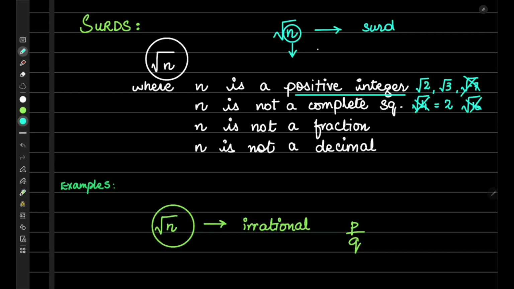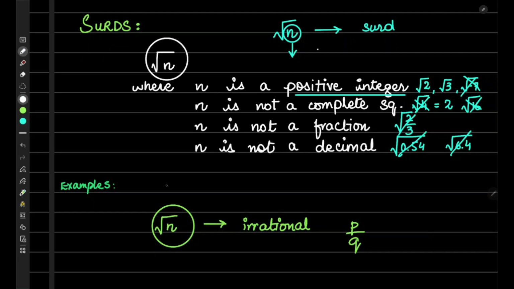Thirdly, n should not be a fraction, meaning you cannot say root 2 over 3 is a surd. It is no longer a surd. Also, if you have 0.54 under the root, it's also not a surd. Or square root of 6.4, it's also not a surd. So if it is a decimal or a fraction inside the square root, then it will not be a surd. It must be a positive integer. It must not be a complete square.